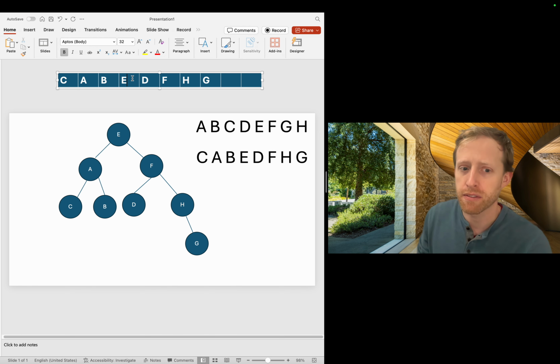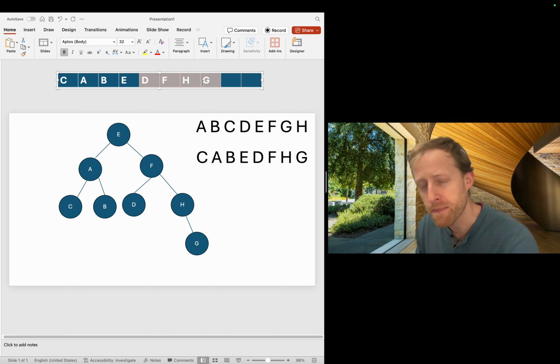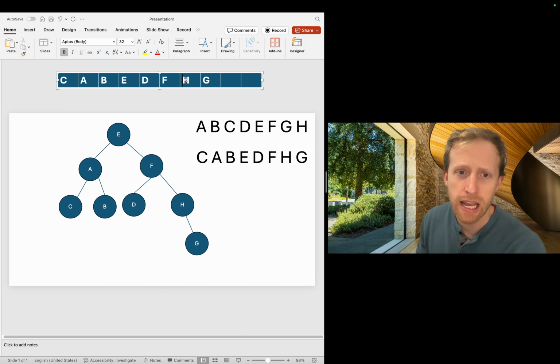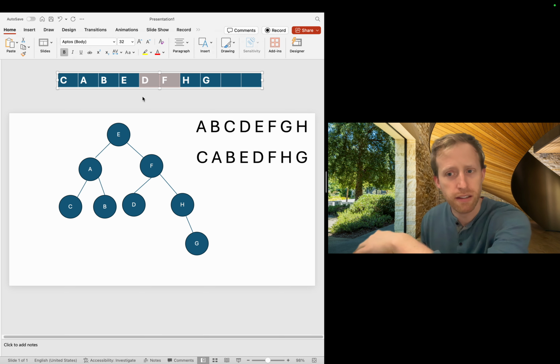Let's say I'm looking for F. So I start at E, the midpoint of my array, and I say, oh no, E is not equal to F. Actually, E is smaller than F. And so then I only look in the right half of my array. Then I might jump to H, choosing the midpoint again, and say, do I go right or left? I go left now. And so now I look at these two. Then I either land at F, or I land at D and then go right.